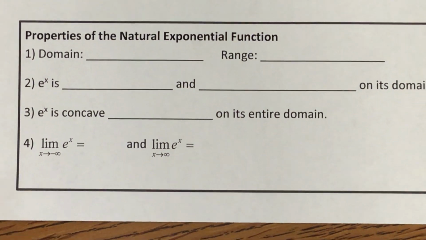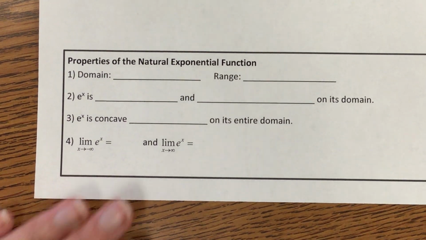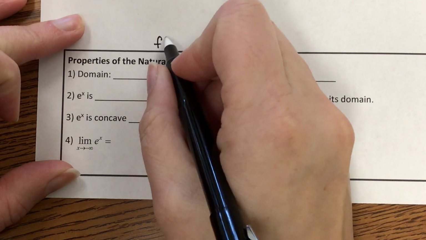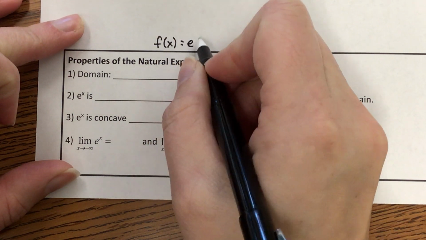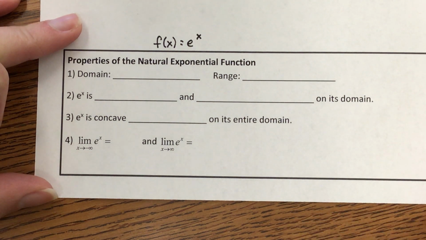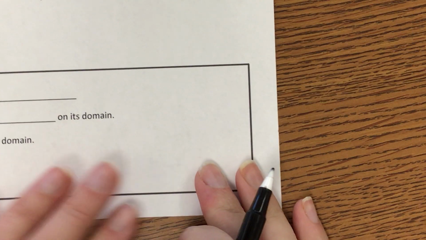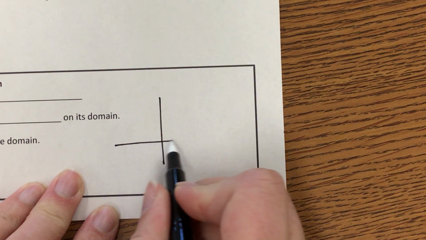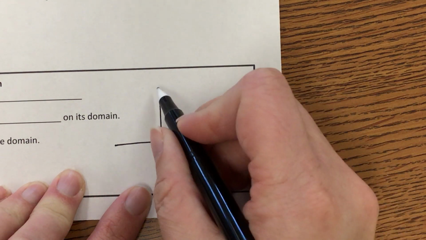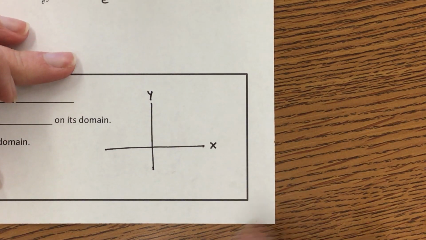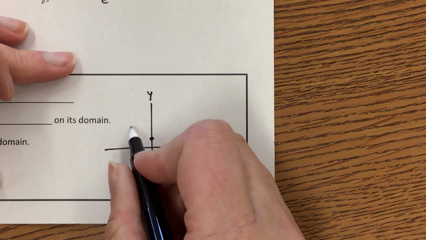Down here are some properties of the natural exponential function, which is e to the x. So if we have the function f of x equals e to the x, this is our information. Let's start out with a graph. Move to the side and just draw a graph at the end here. It's our x-axis and our y-axis. E to the x goes through the point (0, 1).